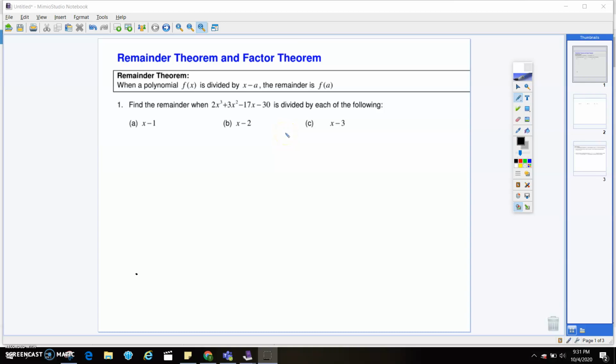So last week we started talking about long division and synthetic division. And so we're going to continue that process today. So we're going to talk about the remainder theorem.